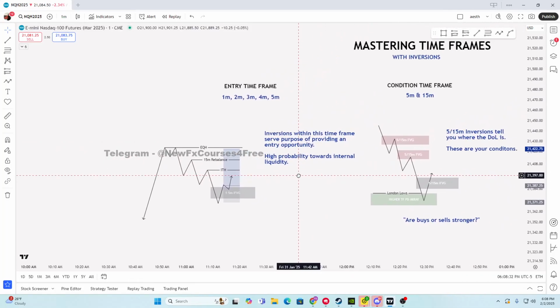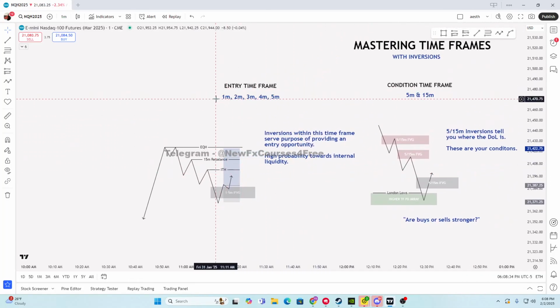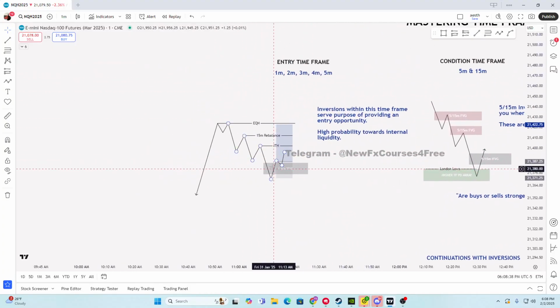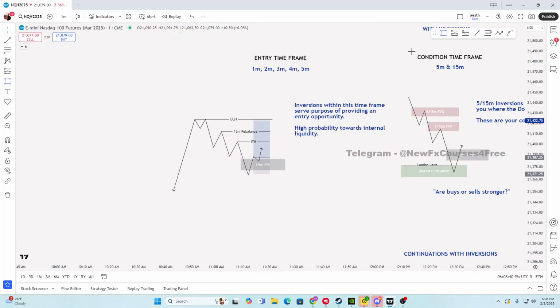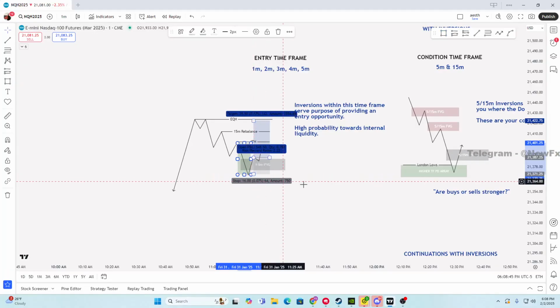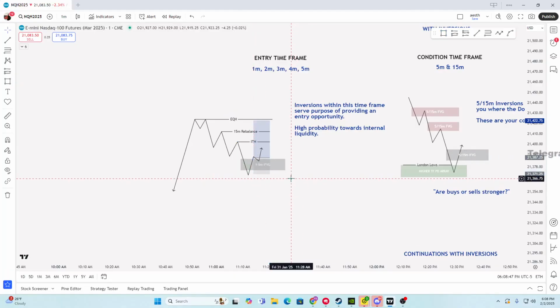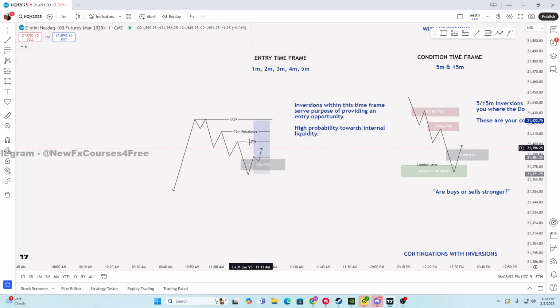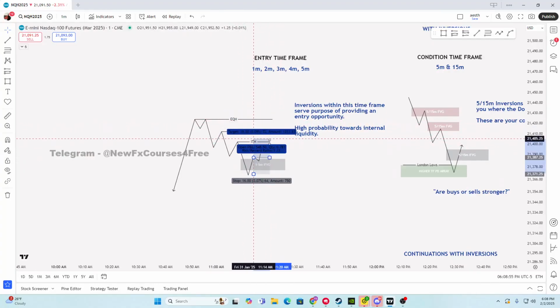But for the most part, what you need to understand is that these are your entry time frame inversions, right? So if this is your current trading leg right here, and whatever the highest time frame is within this leg, being 1 through 5 minute, that gets inversed. What can you expect? You can expect price to at least trade towards that internal high and rebalance the next range / take the next liquidity.